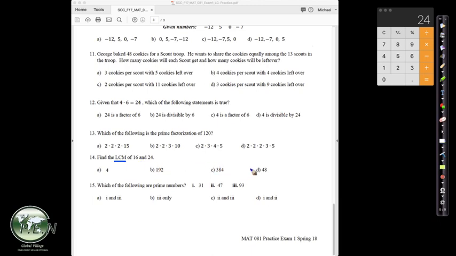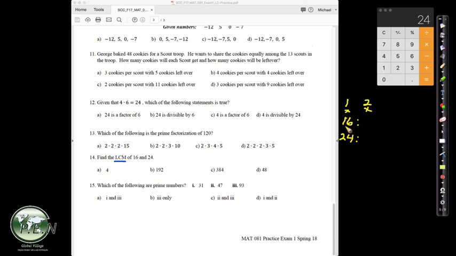So the best way to do this without getting confused about factoring and everything else is to, instead of factoring, look at multiples. So we've got the number 16 and we've got the number 24. What we want to do is start listing their multiples. This is the first multiple, when we multiply by 1. These are the first multiples.